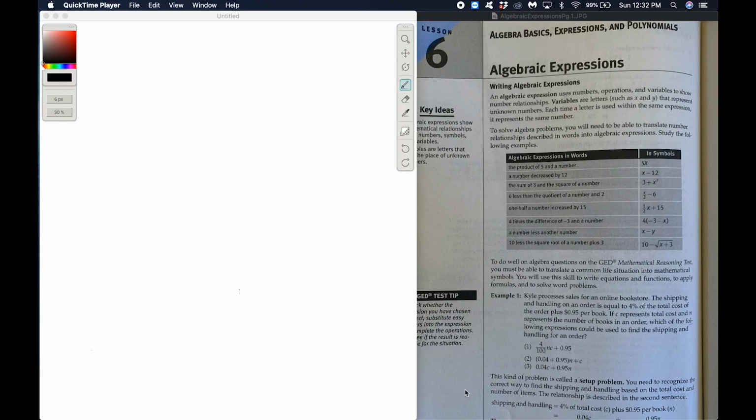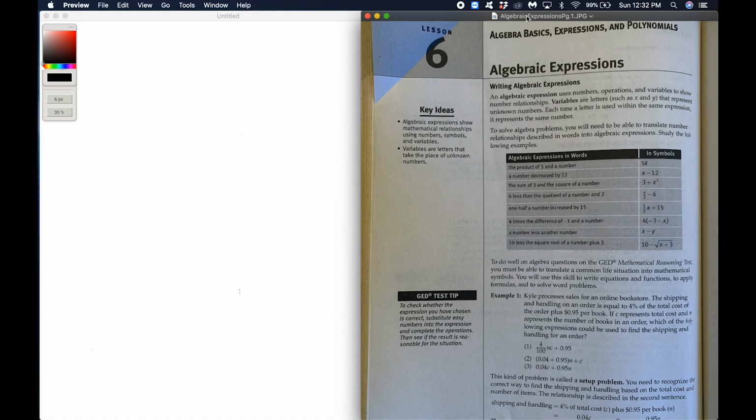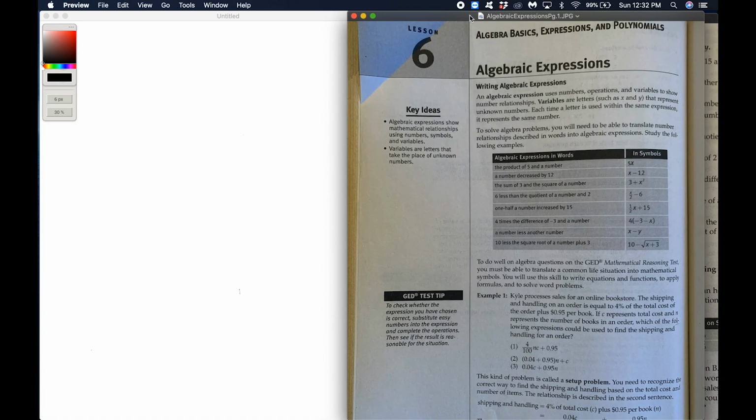To another lesson. This is lesson 34, part 1. It's about algebraic expressions. Let's just read this real quick. This may be new to some of you all.